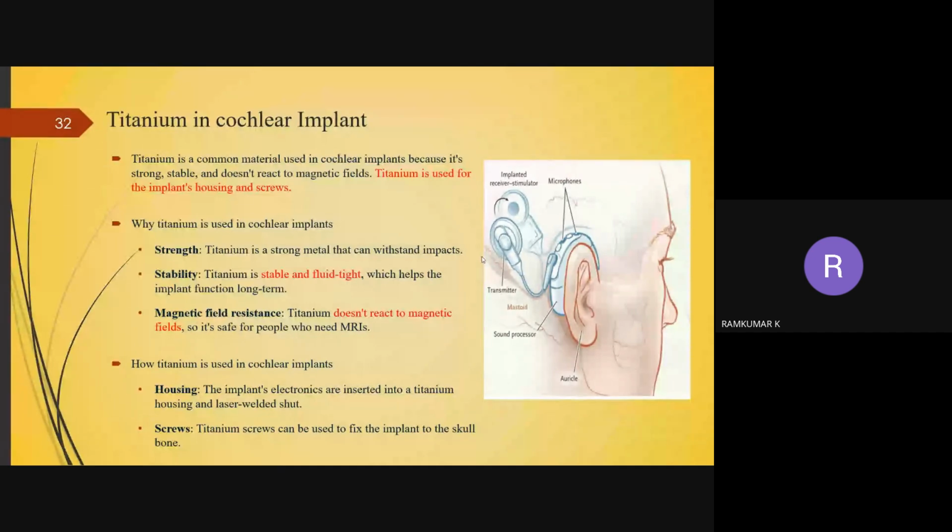So it should be biocompatible. It should have good strength. It should be stable. It should not react with any magnetic fields. So these are the things you need when you are going for a cochlear implant. Here the housings and the screws which are used to make the device are made up of titanium.